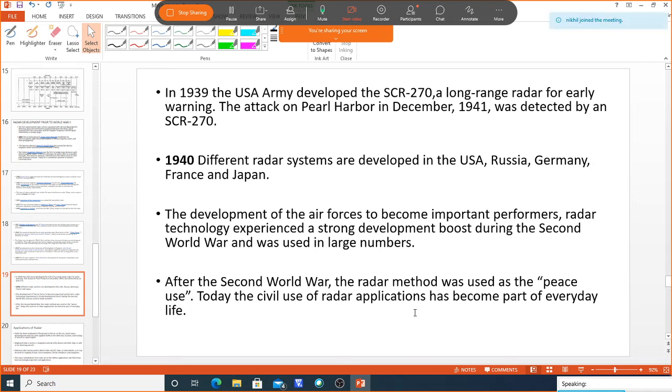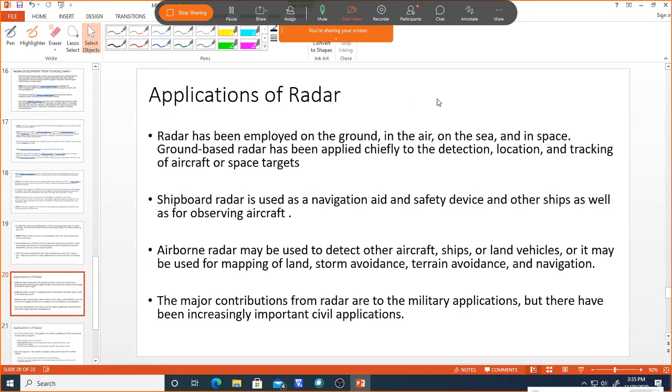Okay, so after the Second World War, the radar method was used in other civilian applications like remote sensing, aircraft landing systems and weather control. They also tried to use this radar technology for other purposes. Now, coming to the applications of radar, where can these applications be utilized?